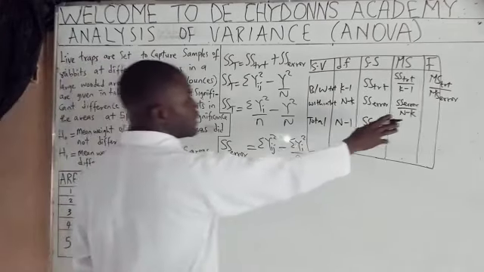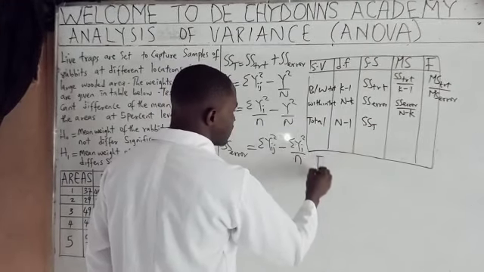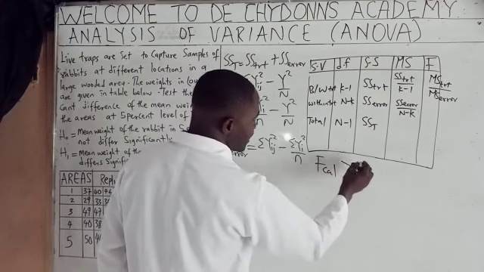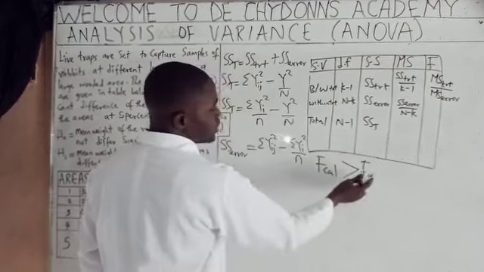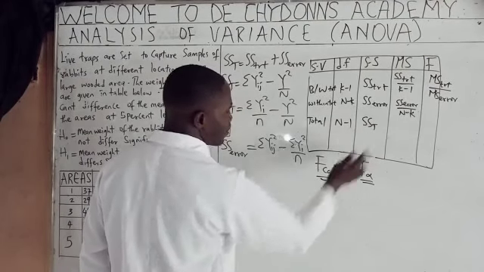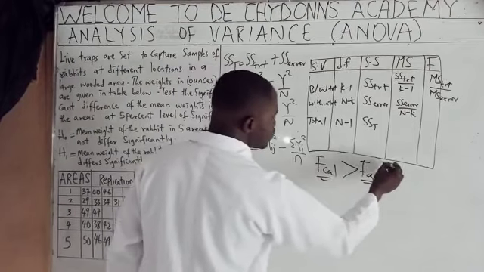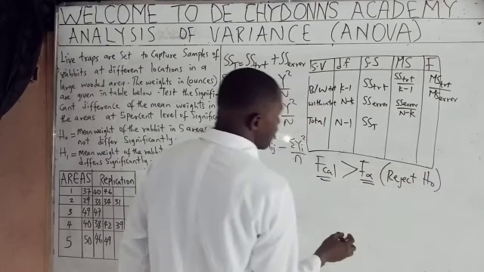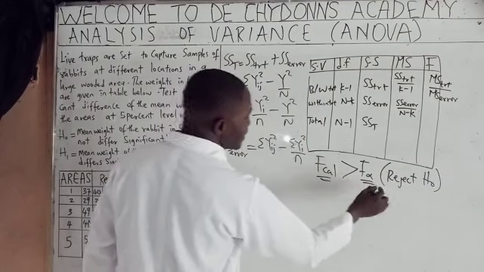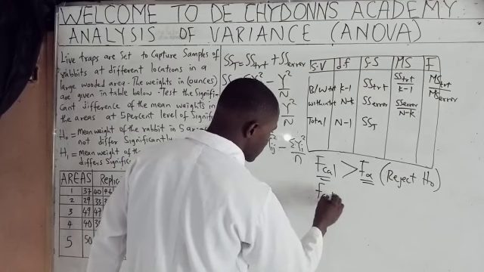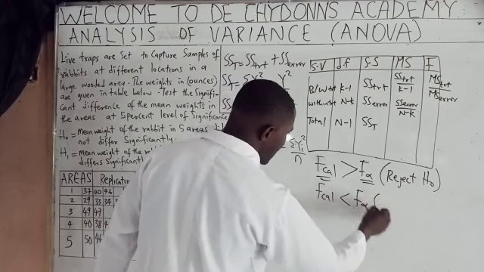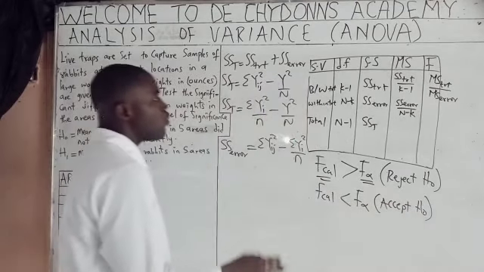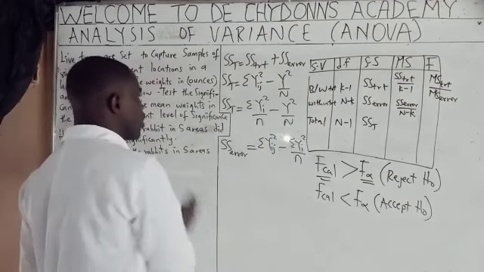Once you finish computing this, you have to conclude by saying, F calculated, are you greater than F table? This is gotten from table, this is gotten from our calculation. If this is greater than this, you say reject null hypothesis. But if this one is not greater than this, if this is less than this, you say accept null hypothesis. So we need to have this in our mind as we go into this question.